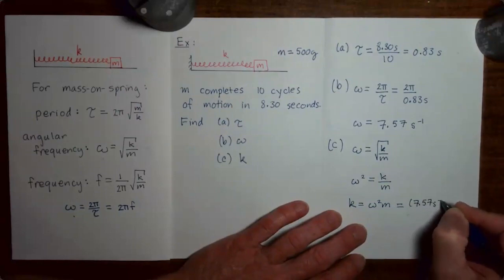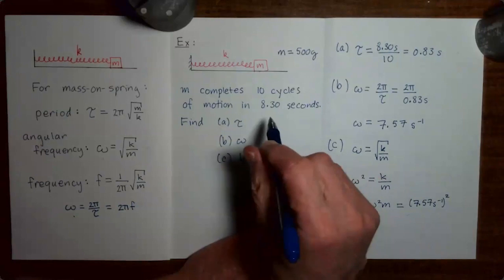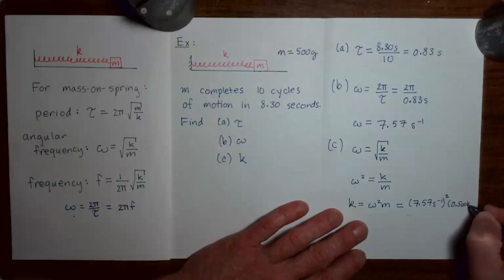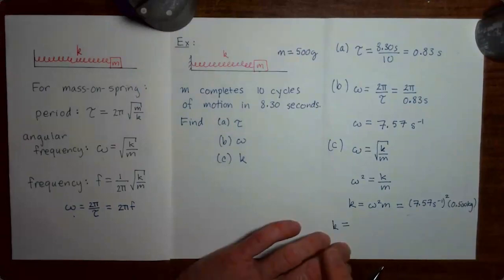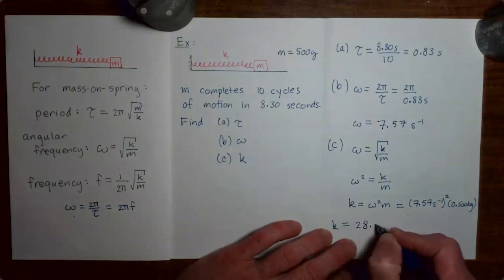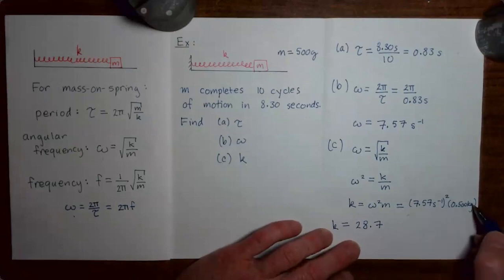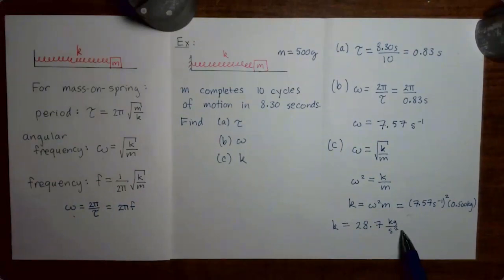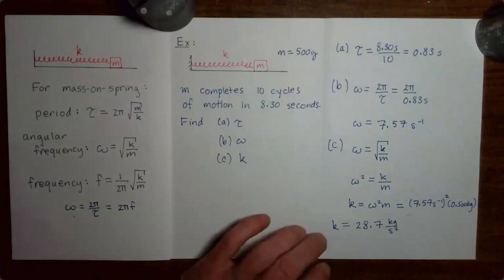7.57 inverse seconds squared. The mass was given as 500 grams, but I'm going to convert that to kilograms. So we have 0.500 kilograms. Now, when you plug into your calculators, the numerical value will be 28.7. We can see here that the units will be kilograms over seconds squared. We could leave the units like this, but it's more conventional to express the unit for spring constant as newtons per meter. So let's see if we can get this into newtons per meter.